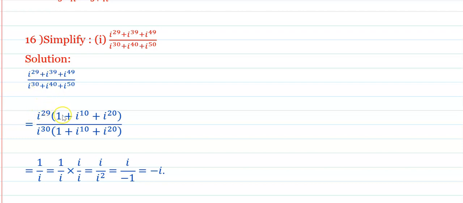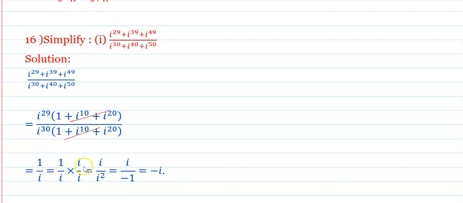Then in bracket you will get 1. इथे किती? i^10. इथे i^20. Next i^30. Then again here 1, next i^10, i^20. The numerator and the denominator have the same bracket. That gets cancelled. i^29 upon i^30 means what? You will get 1 upon i.